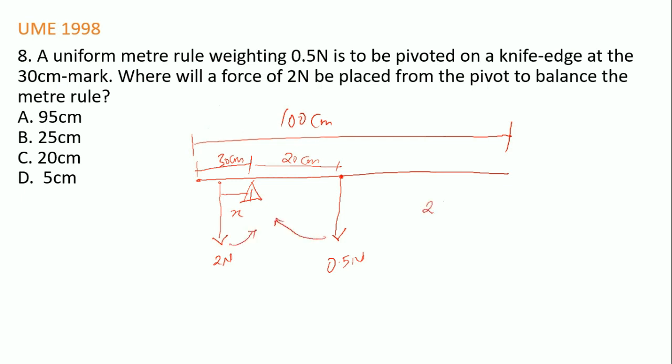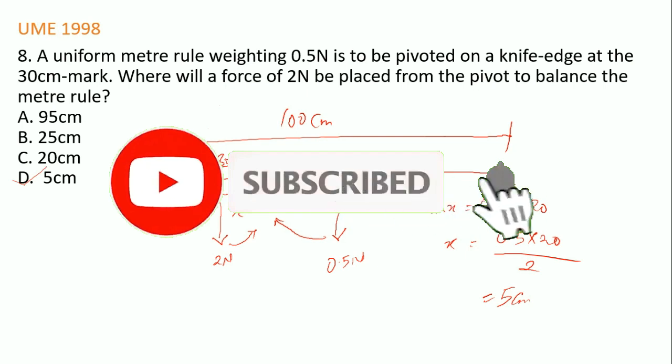So 2 times x is going to be equal to 0.5 times 20, and if you make x the subject formula, that is going to be 0.5 times 20 divided by 2, and 0.5 of 20, that is 10 divided by 2, that is going to be 5 centimeters, which is going to be option D.